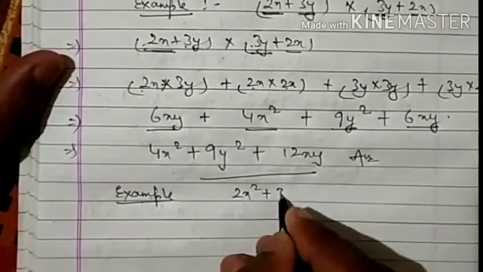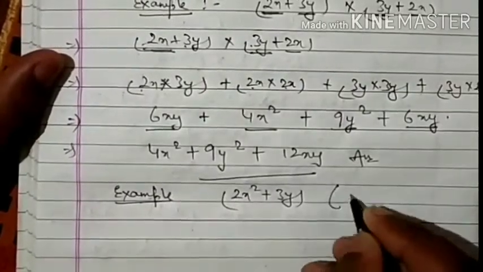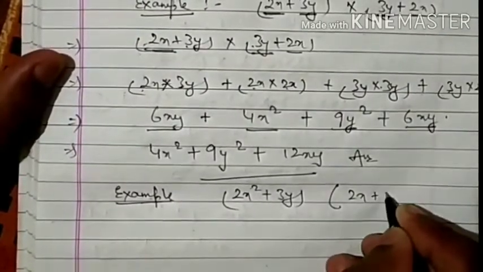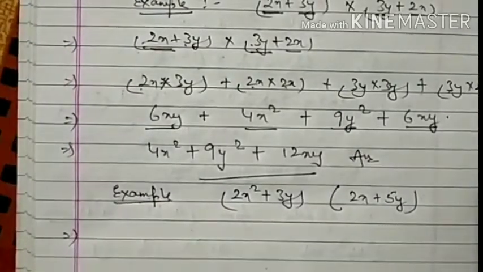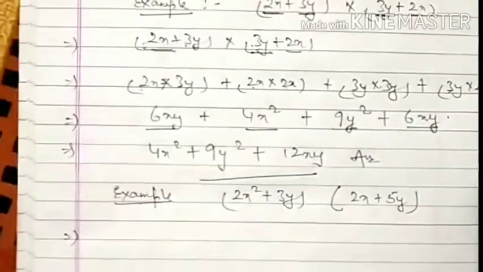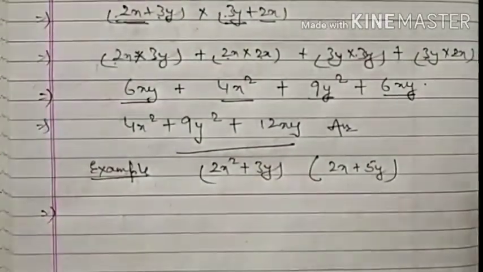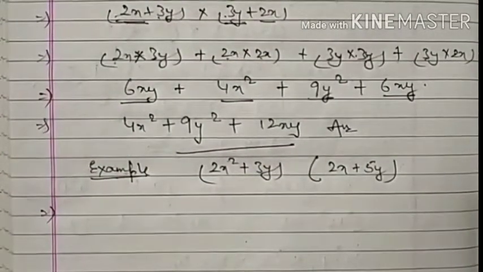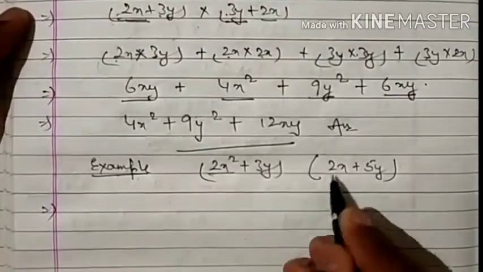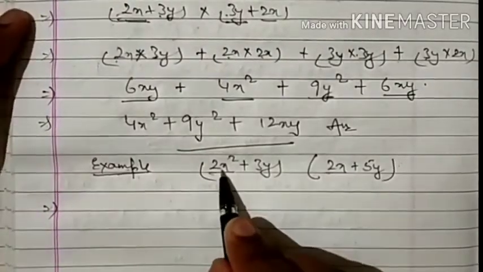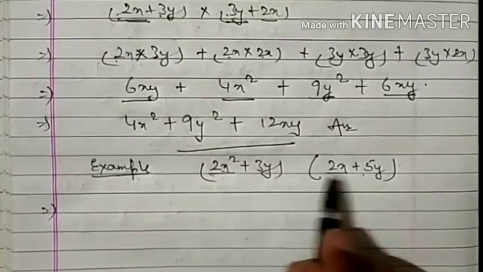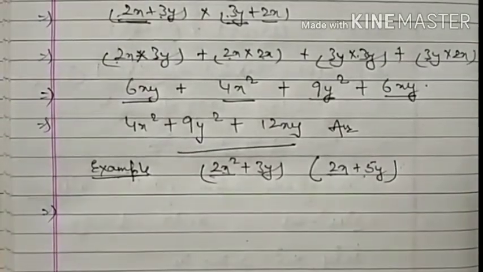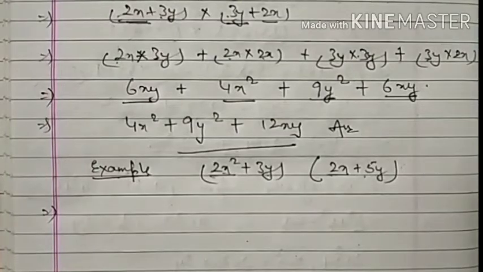2x square plus 3y multiplied to 2x plus 5y. So I hope you all are getting it. What we will do, we will multiply this term with this term. Again this term will be multiplied to this term, then this will multiply to this, and this will again multiply to this, with proper implementation of sign. That was the second rule.